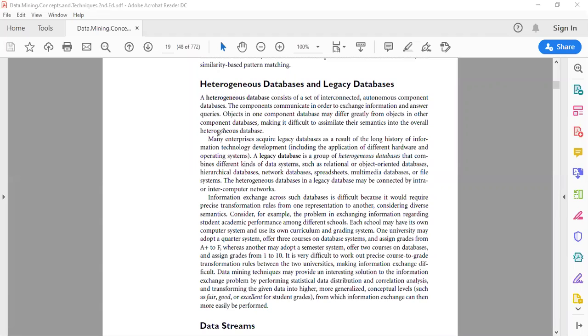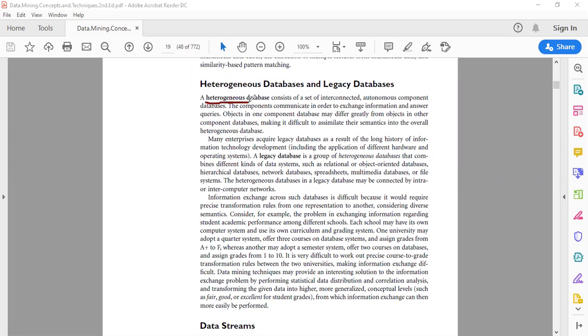Welcome. Next advanced database system is heterogeneous databases and legacy databases. So, what is a heterogeneous database?